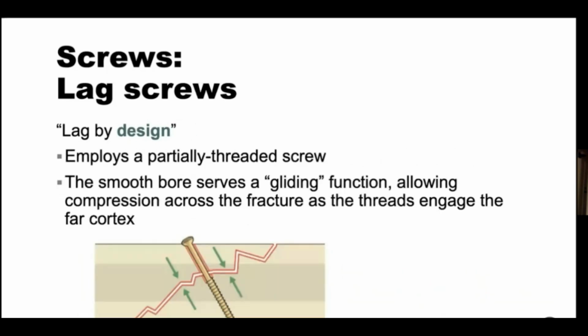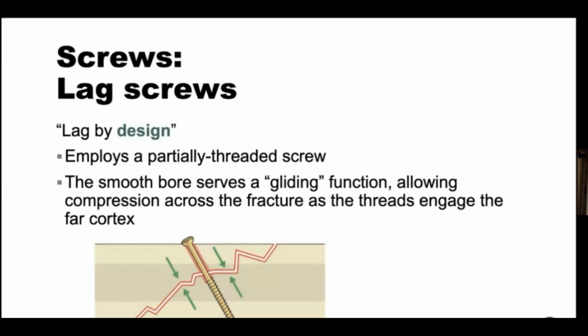Okay, the second type is called lagging by design, and this employs a partially threaded screw. So the screw is designed to perform the exact same task as what we just described, but the screw is designed in this manner. This is what we use partially threaded screws for. And so you just drill with one drill with the core diameter, but the smooth bore of the screw, which is on the near side of the fracture, serves as a gliding function. So it doesn't have threads that engage the bone.